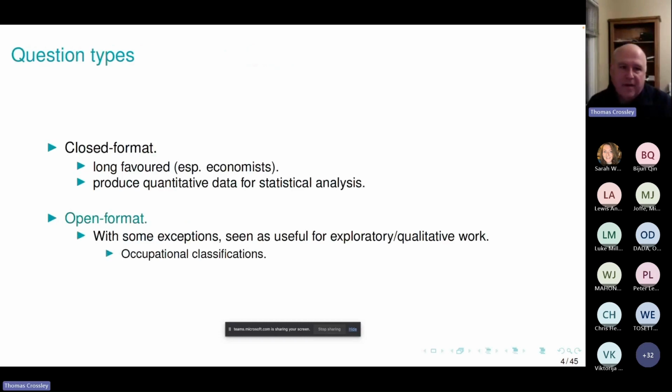What I mean by that specifically is, there are closed format questions and there are open format questions. A closed format question asks your income, or gives you a choice of several categorical responses. These kinds of questions have been long favored, especially by economists. I can think of many discussions of survey design over the course of my career where we thought about the alternative, open format questions, where you ask people an open-ended question and they give a textual response, like, describe your job.